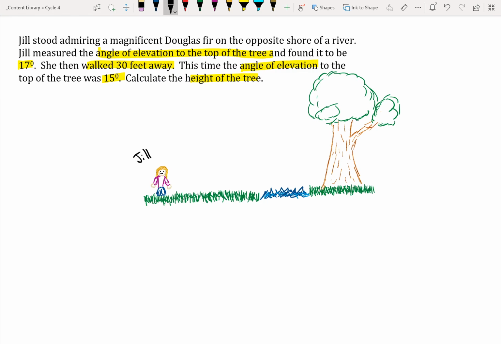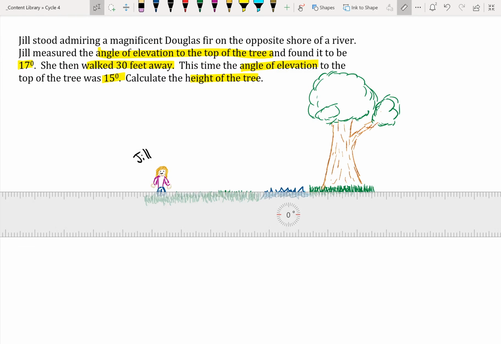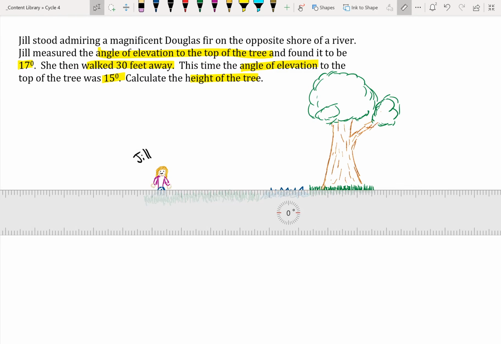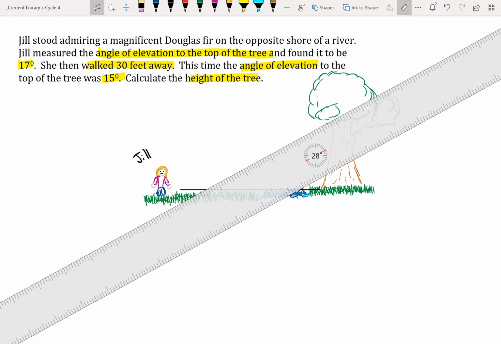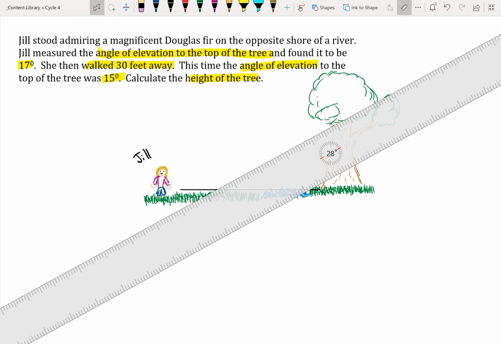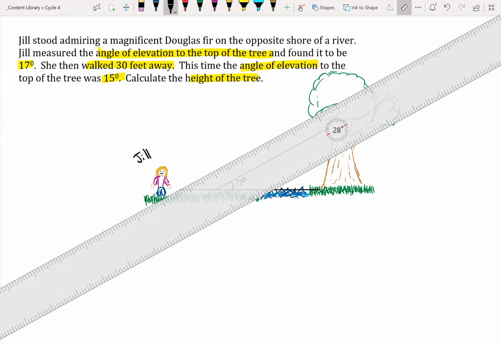If I want to draw exactly what happened here, I'm going to use a ruler just to make everything nice and straight. We know Jill is a certain distance away from the tree. So we can draw that in here. We know at one point, she looked up to the top of the tree and saw that this angle here, this angle of elevation, was 17 degrees. She then walked 30 feet away and looked up again.